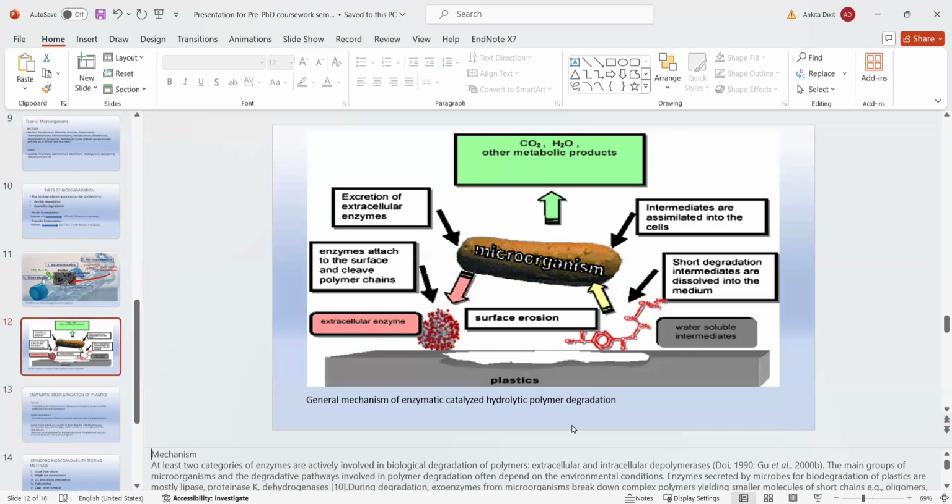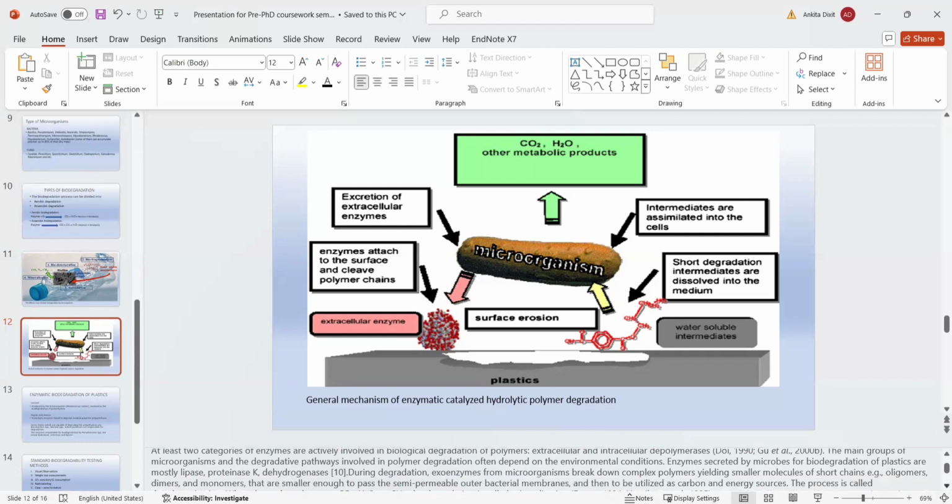In the mechanism, at least two categories of enzyme are actively involved in biological degradation of polymer, that are extracellular depolymerase and intracellular depolymerase. The main group of microorganism and the degradative pathway involved in polymer degradation often depend on the environmental condition. Enzymes secreted by the microorganism for biodegradation of plastic are mostly lipase, protease, dehydrogenase.